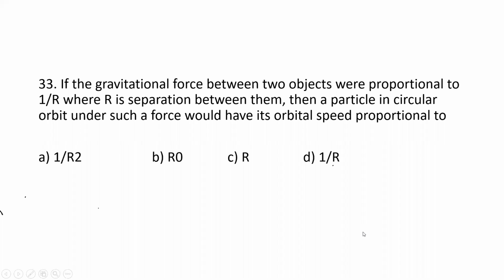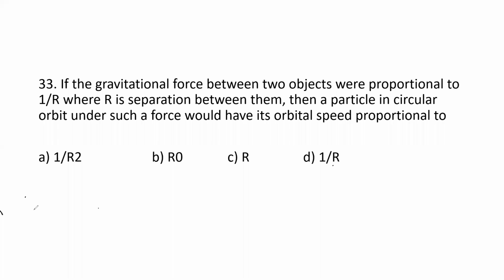If the gravitational force between two objects were proportional to 1 by r, where r is the separation between them, then the particle in circular orbit under such a force would have its orbital speed proportional to what? See how to do this one.